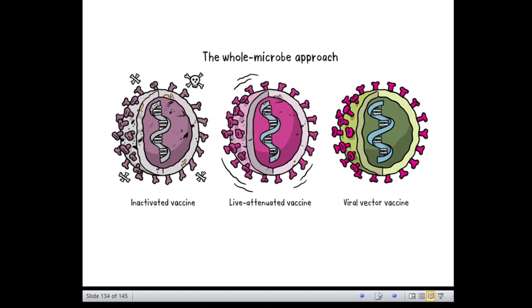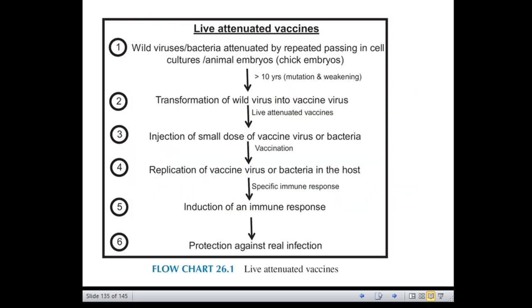To understand better about the live attenuated vaccines, the live attenuated vaccine contains living pathogenic microorganism that has been attenuated or weakened so that it has lost its significant pathogenicity. So what you're seeing is the flow chart for the live attenuated vaccines.